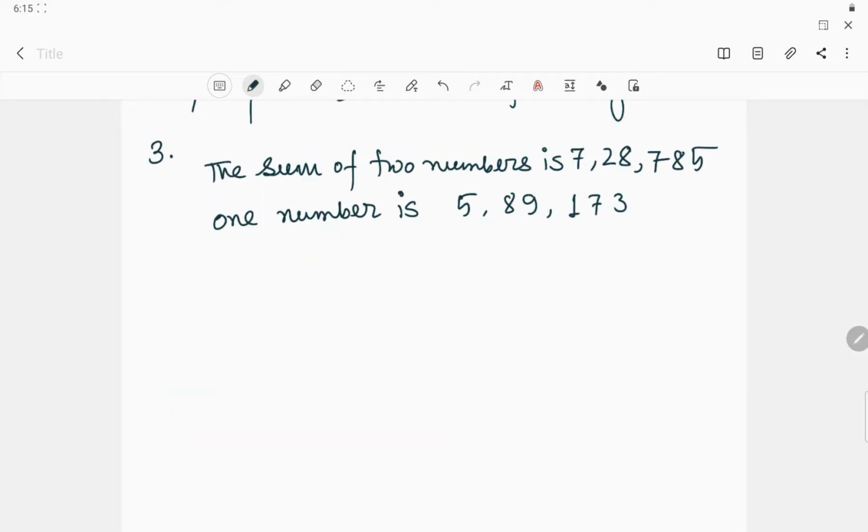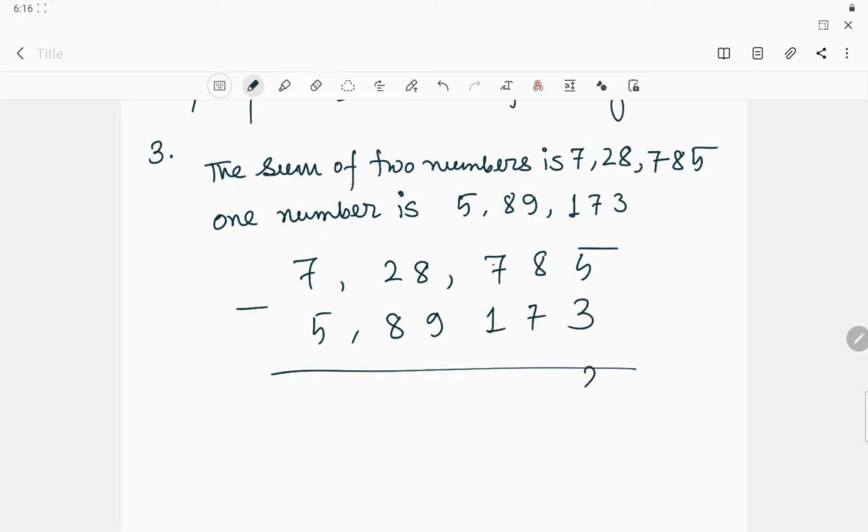So in question number 3, the sum of two numbers is 7,28,785, and if one of the numbers is 5,89,173, find the other. When it is asked to find the other number and the sum is given, you have to do subtraction. So write down the numbers column-wise and now subtract. 5 minus 3 is 2, 8 minus 7 is 1, 7 minus 1 is 6.